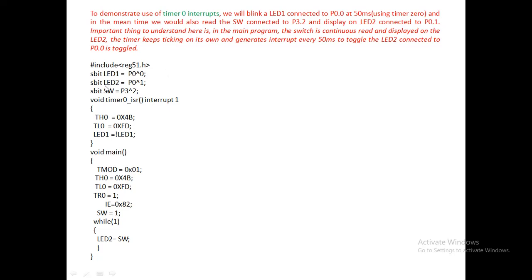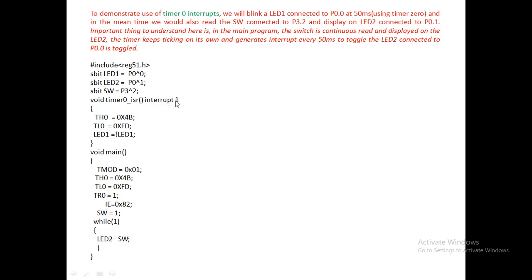Another sbit LED2 is connected to P0^1 and the switch is connected to P3^2. I am defining a single bit, that's why I am using the keyword or data type sbit. Continuously I am monitoring the switch connected on P3.2. If the switch is high, the LED is on. If the switch is 0, the LED is off. In parallel I am going to generate the 50 millisecond delay. That is the objective of this program.